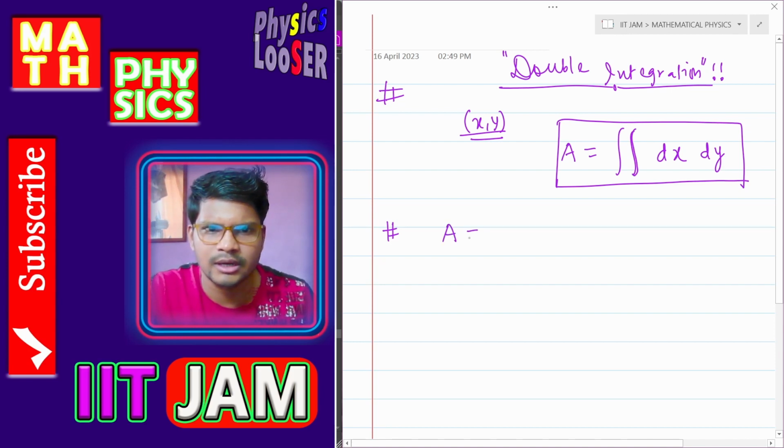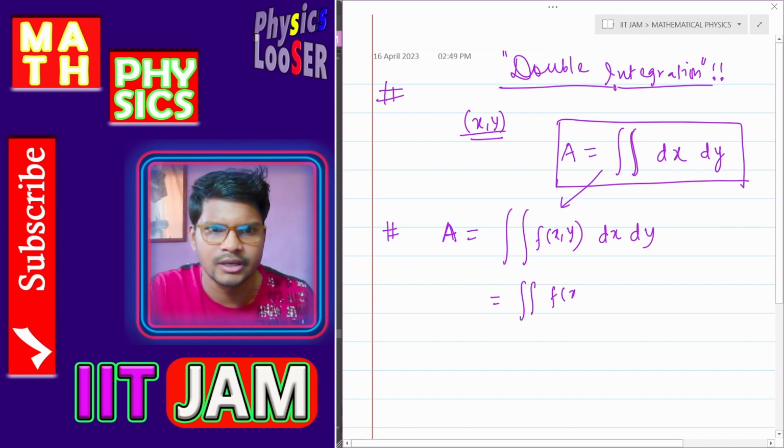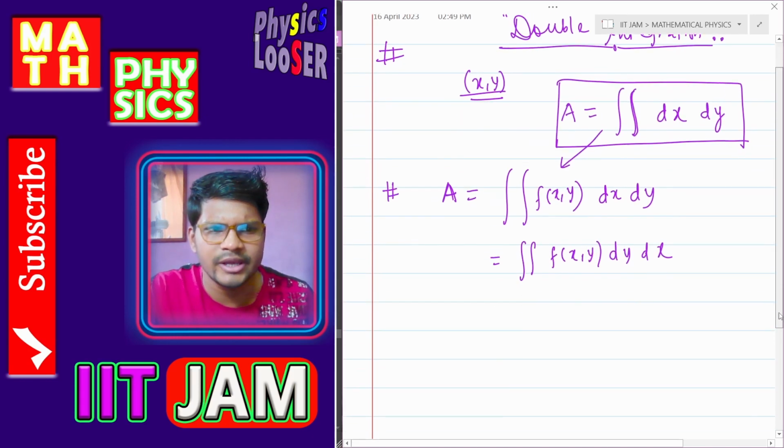So you can write this particular integral using some function f of x comma y, which is defined for different kinds of regions, and then you integrate either dx dy, or you can integrate dy dx. Just a little bit of recap.